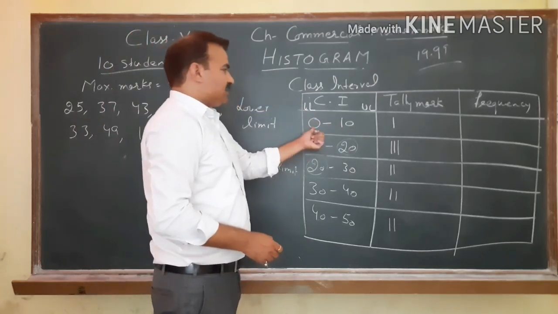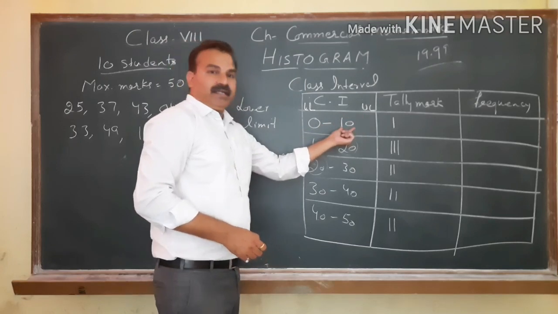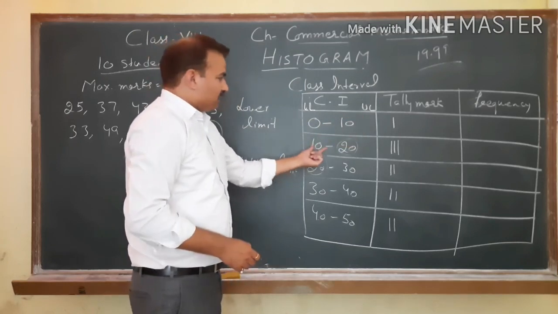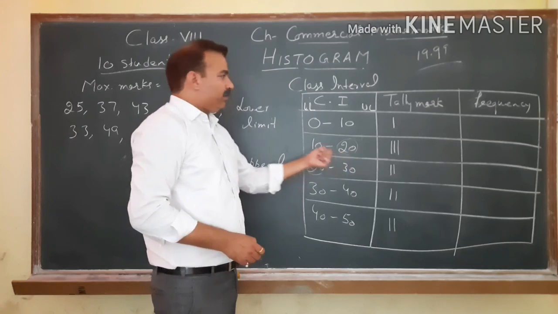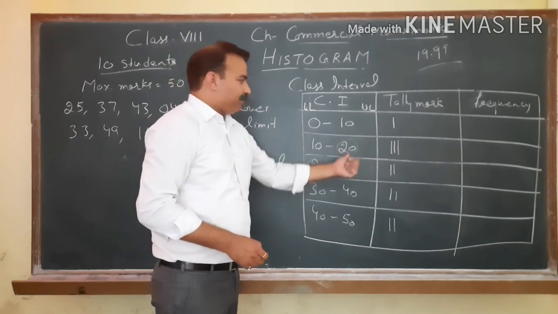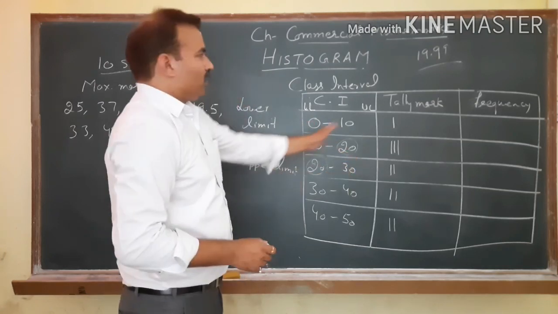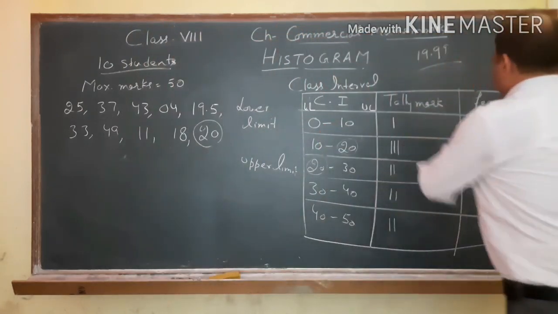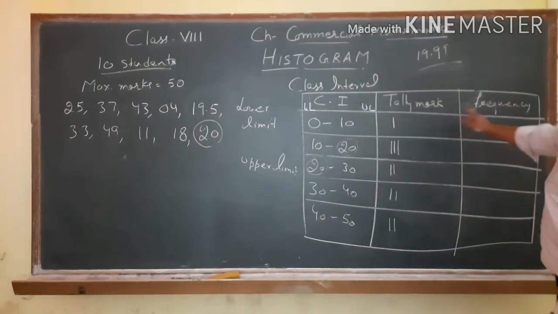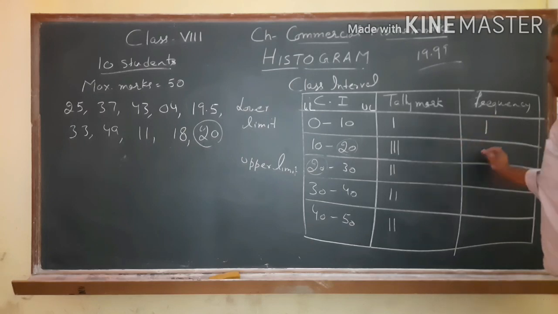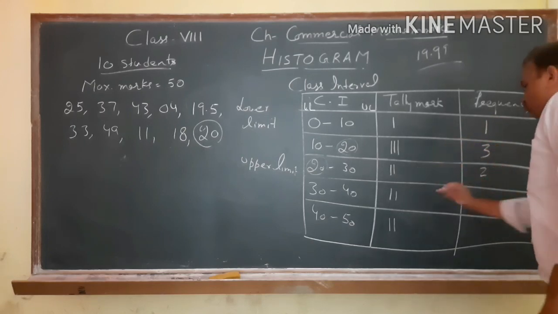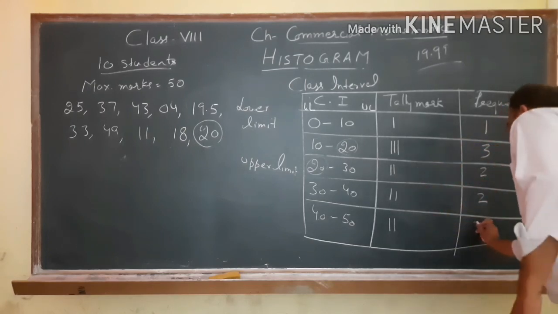Its lower limit is 0 and upper limit is 10. Now the second class interval, 10 to 20: lower limit is 10, whereas upper limit is 20. Now, whatever frequencies come from the tally marks, we'll write in the frequency form. Here 1, then 3, 2, 2, and again 2.